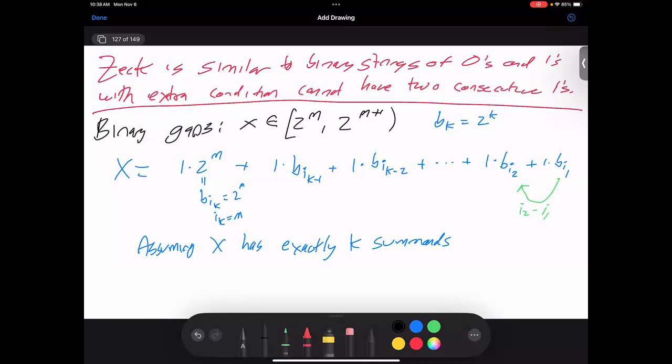So I know I have k powers of 2 that occur. I'll call the largest one i_k, I'll call the smallest one i_1. And so I know i_k has to be m. I don't know where i_{k-1} is. I don't know where the next one is. That's why I can't just write b_8, b_7, b_6, because I don't know that my first summand is b_8, my second summand is b_7. I have to just say it's some general number.